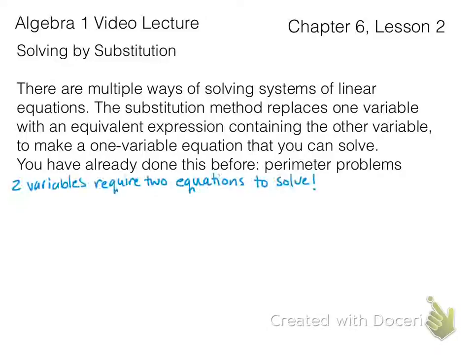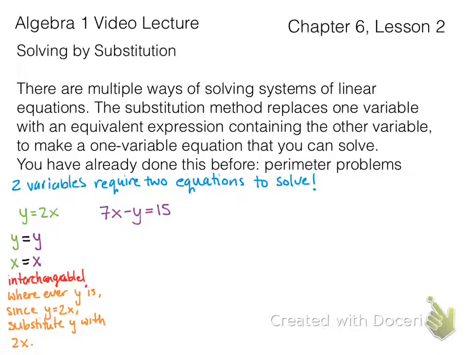Okay, so when you have 2 variables, you need 2 equations to solve. And when you have 2 equations, especially linear ones, you have a system of linear equations. So let's say we have these 2 equations: y equals 2x and 7x minus y equals 15. Because they are a system, y equals y in both equations and x equals x in both equations, so they are interchangeable. I can swap them around.